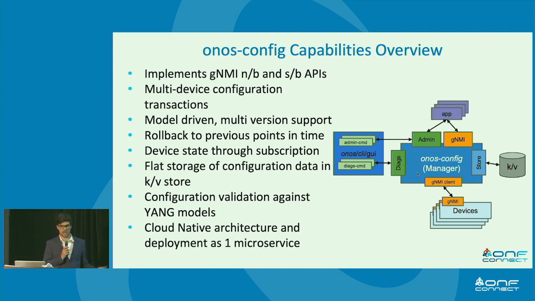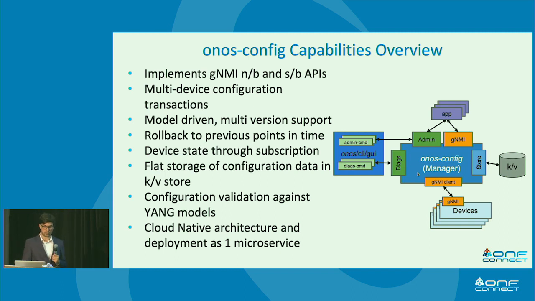So this is the architecture of µONOS-config. It starts in the middle with a manager. It exposes on the northbound two sets of APIs. It uses gNMI on the northbound and some admin gRPC interface, which we'll go into more detail on later. It enables multi-device configuration transactions. It's model-driven, and Sean will show how you can build your own model plugin and use that model plugin, based on the Yang models of your device, to shape the configuration store and the UI to show that data and subscribe to the state that your device can give.